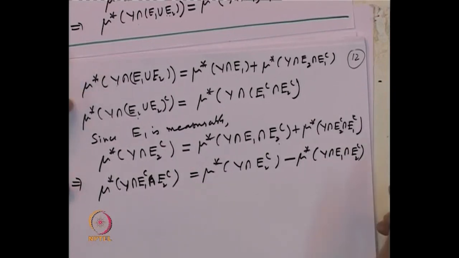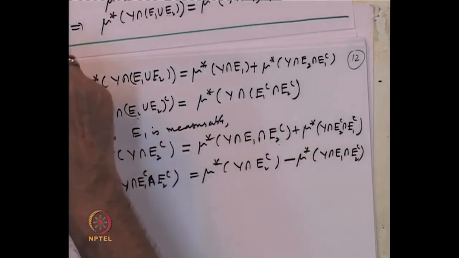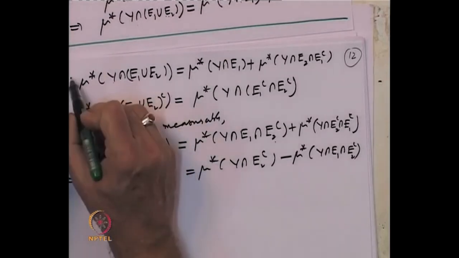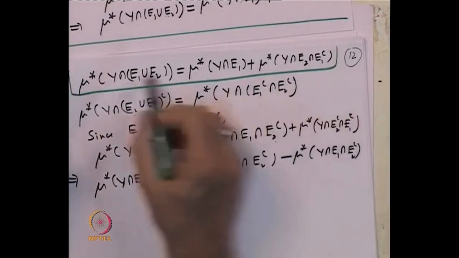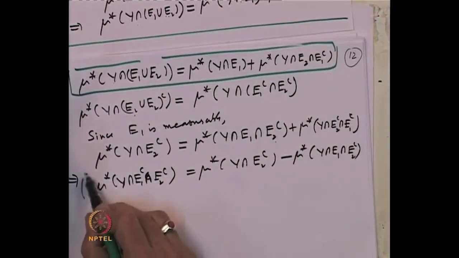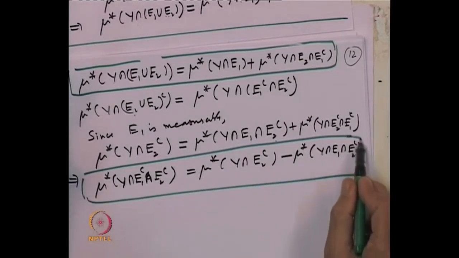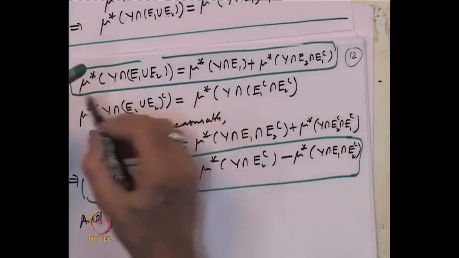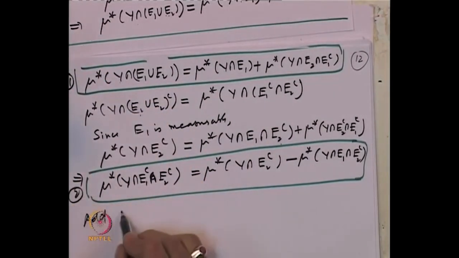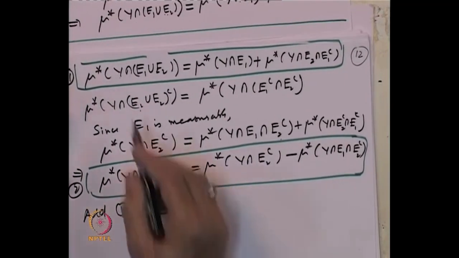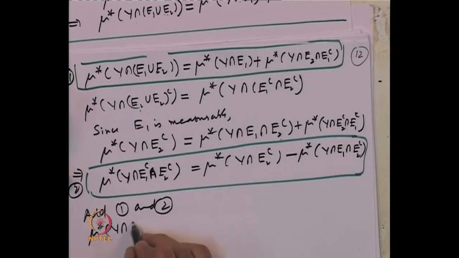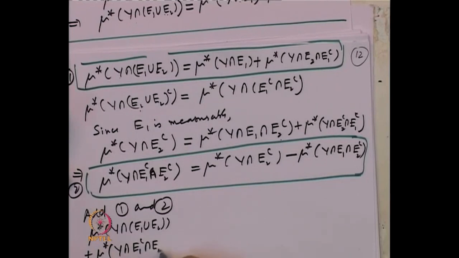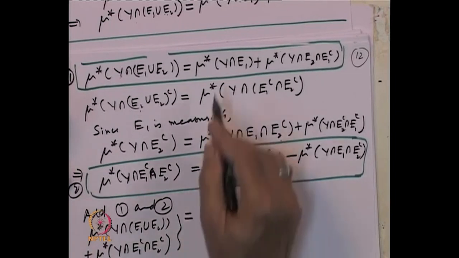So, we wanted μ*(y ∩ (E1 ∪ E2)). That is lying here. And we wanted the second term, that is lying here. So, let us add these two terms. Call this equation 1, call this equation 2, add 1 and 2, and that will give you that μ*(y ∩ (E1 ∪ E2)) plus μ*(y ∩ E1 complement ∩ E2 complement).